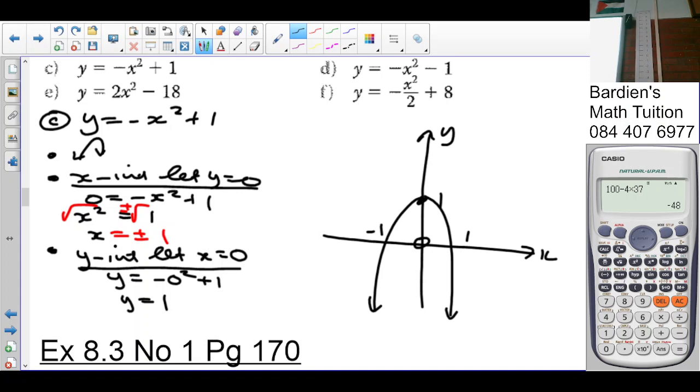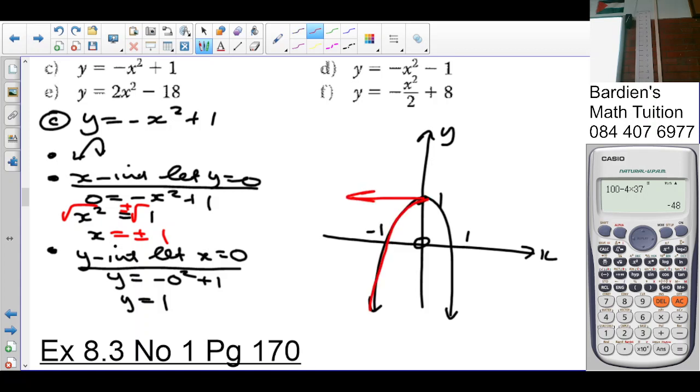What is the domain of this graph? X is an element of all real numbers. What's the range of this graph? Y is less than or equal to 1. Next, increasing. It's increasing for x's less than 0.